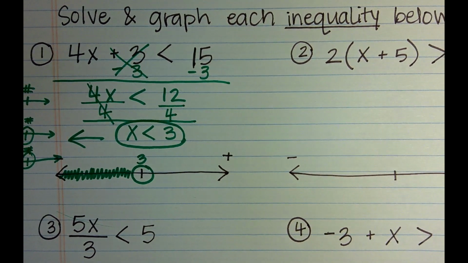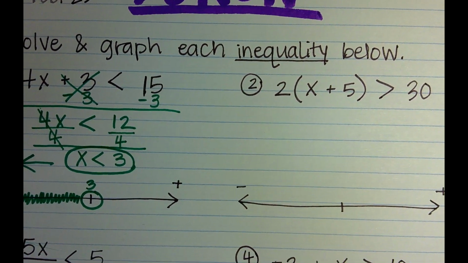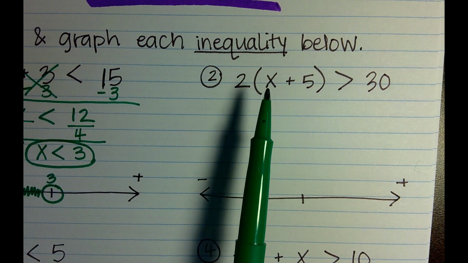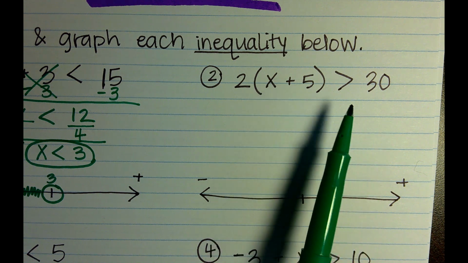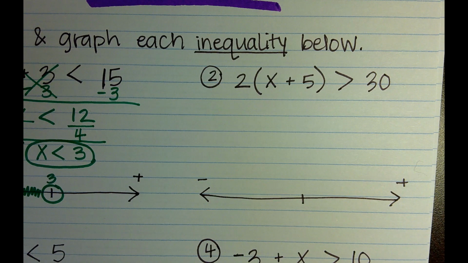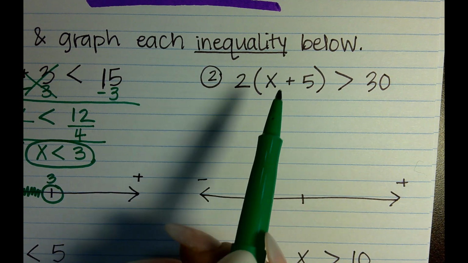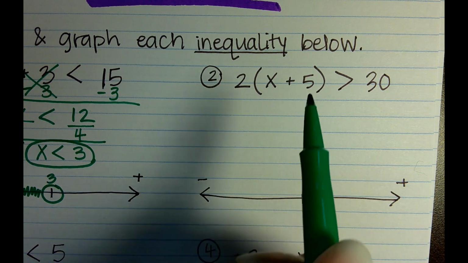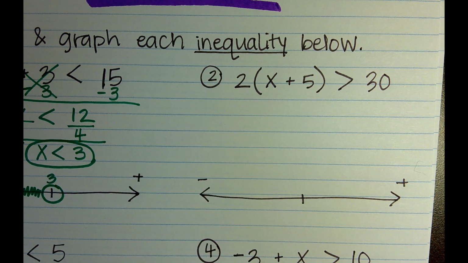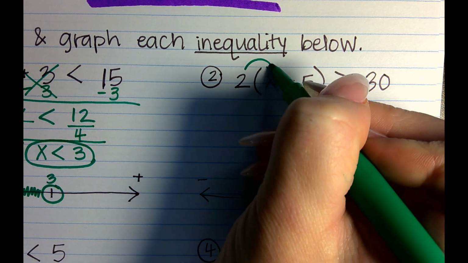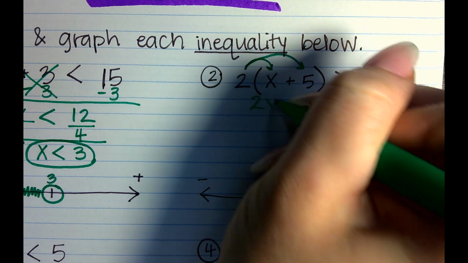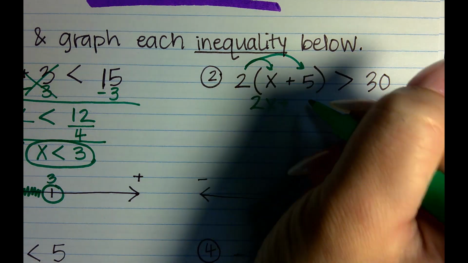Okay, let's look at number 2. Number 2, I've got 2 times x plus 5 is what than 30? What's this symbol? Greater than. Good. So 2 times x plus 5 is greater than 30. I need to solve for x first. How should I do that? Distribute. We can distribute. 2 times x, 2 times 5. Okay, what's 2 times x? 2x. 2x plus 2 times 5 is 10, and good.